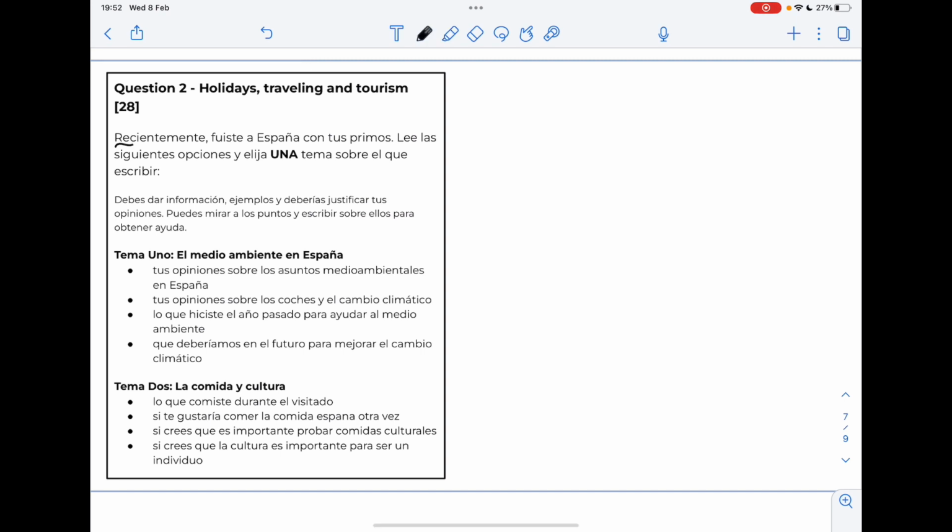So, instantly, that's our scenario. Like I told you, you'd always be given a scenario in these papers. So, recently, you went to Spain with your cousins. Lee las siguientes opciones y elija un tema sobre el que escribir. So, lee just means read. Options, can't speak today. Siguientes is just like the following or the upcoming options. And elija is not really a cognate, but when you think about eliminate, I suppose not eliminate, but select one of the themes to write about.